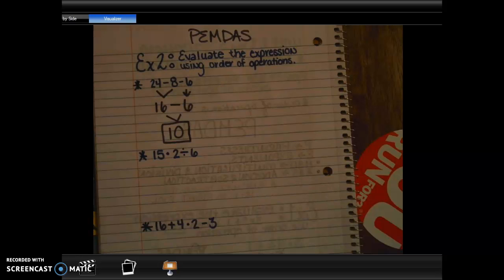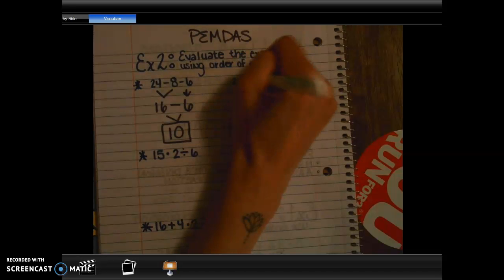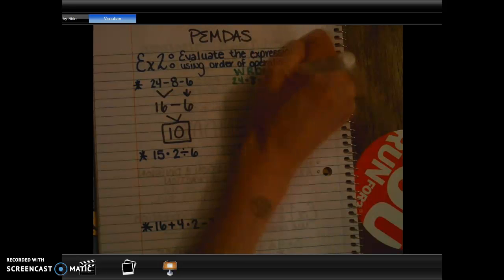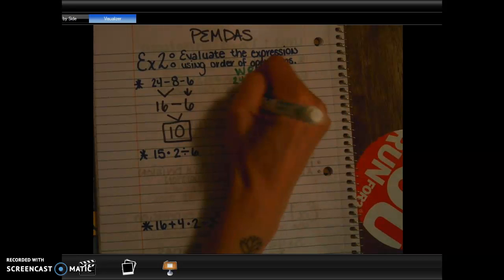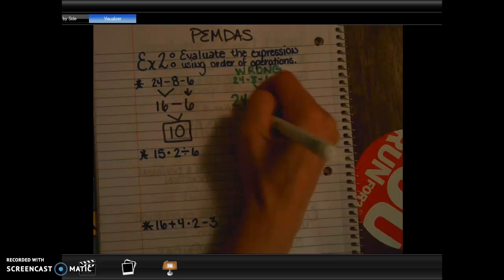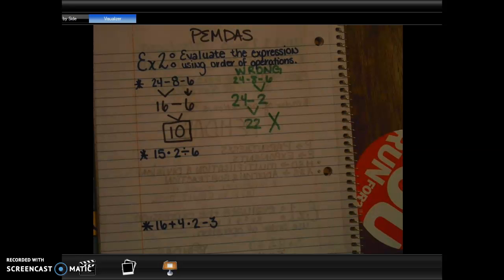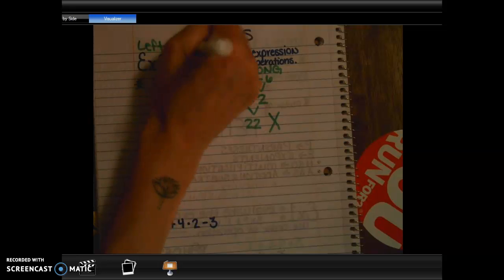So let me show you why you have to work from left to right. Let's say we did it the other way. Let's say, okay, it doesn't matter what order, just subtract. So, all right, so we had 24 minus 8 minus 6. By the way, this is wrong. All right, so let's say I did this first. Oh, well, 8 minus 6 is 2. So bring down what I got left. All right, 24 minus 2 is 22. See, you have to work from left to right, always.